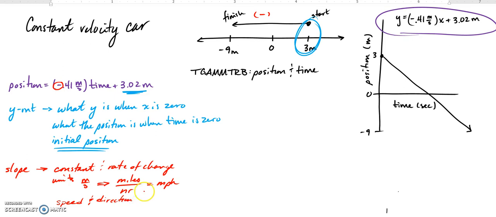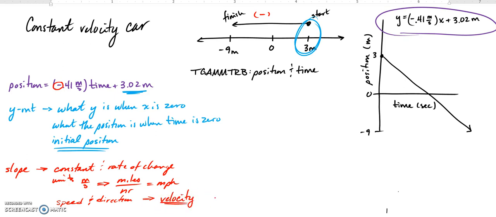The groups that had positive slopes all went to the right. The groups that had negative slopes all went to the left. So this is telling us not just how fast we're going by the numeric value, but which way we're going based on the plus or minus. And this idea of speed and direction has a very special name, and we call it velocity.